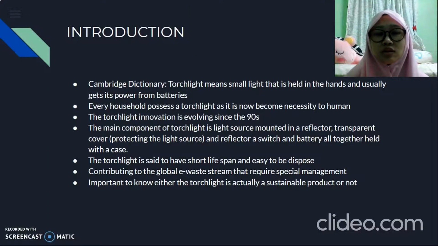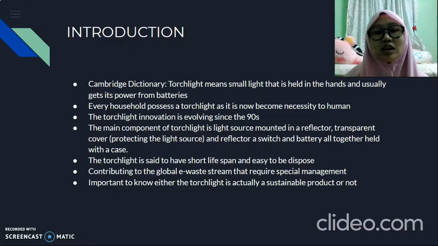So for the introduction, in the Cambridge Dictionary, torchlight means a small light that is held in the hand and usually gets its power from batteries. So we can see that every household possesses a torchlight and it has now become a necessity to humans. The torchlight innovation is evolving over the years.